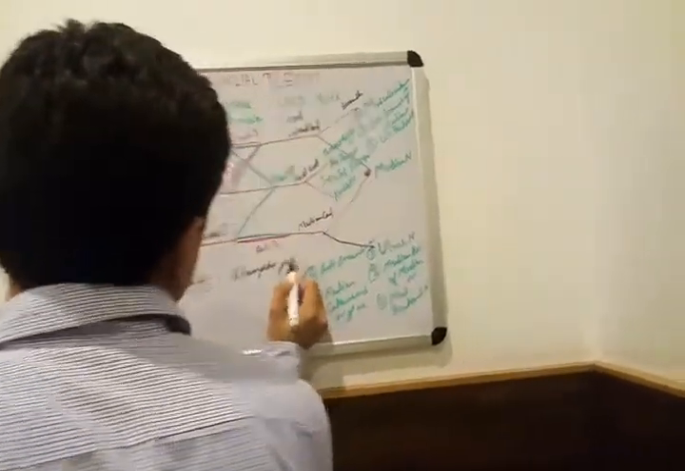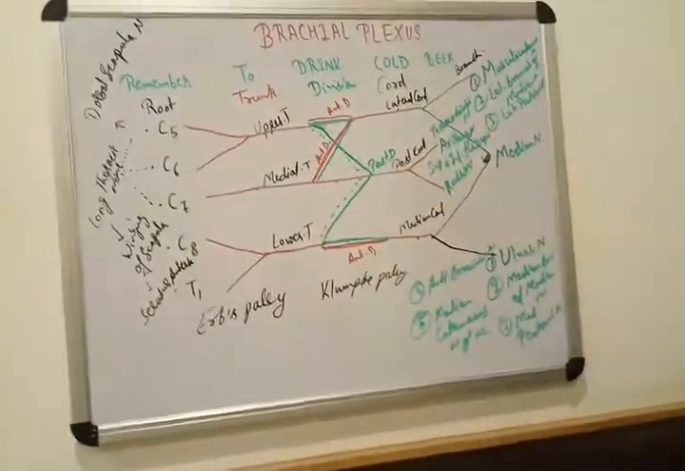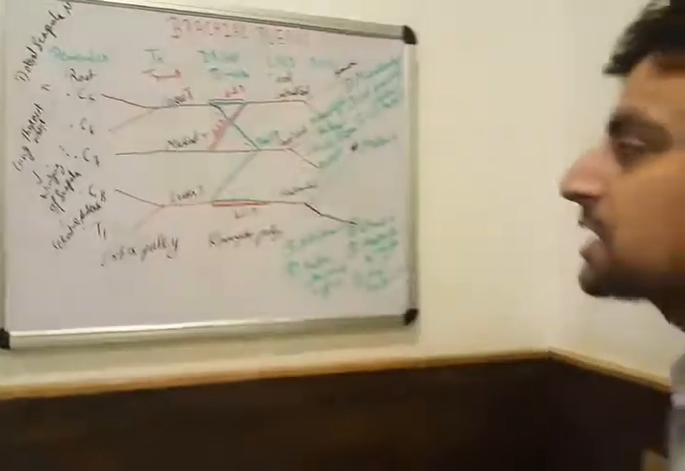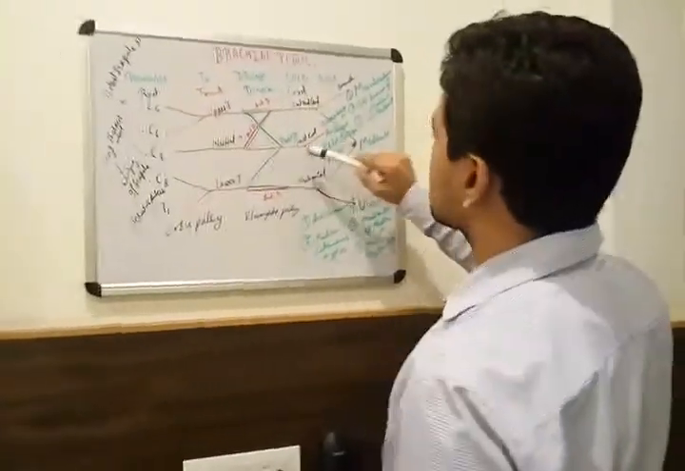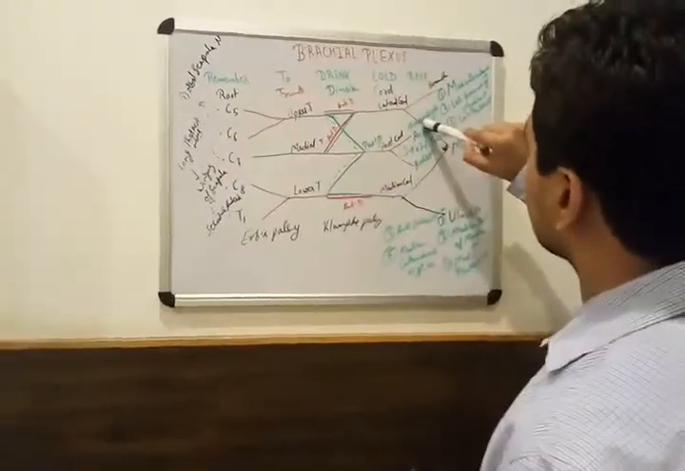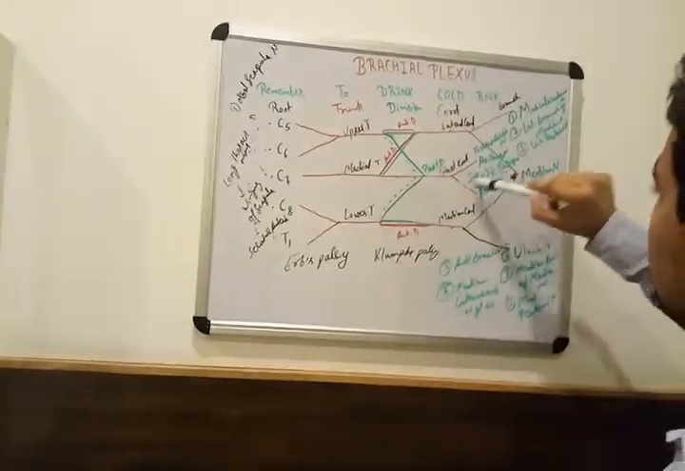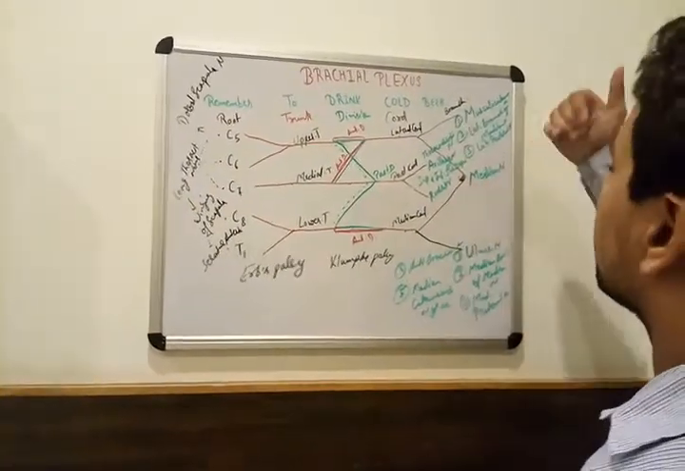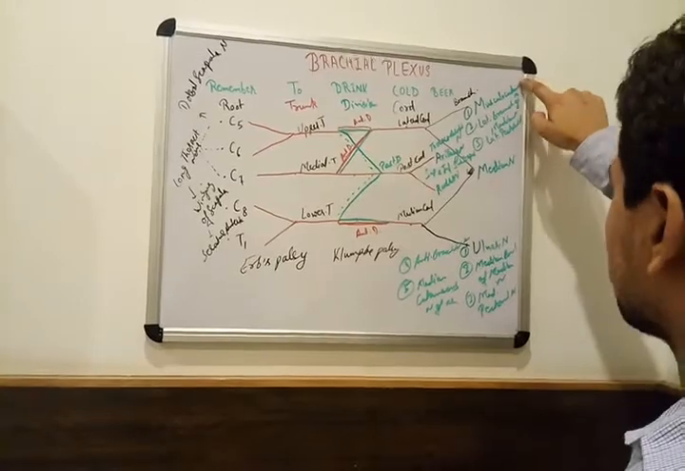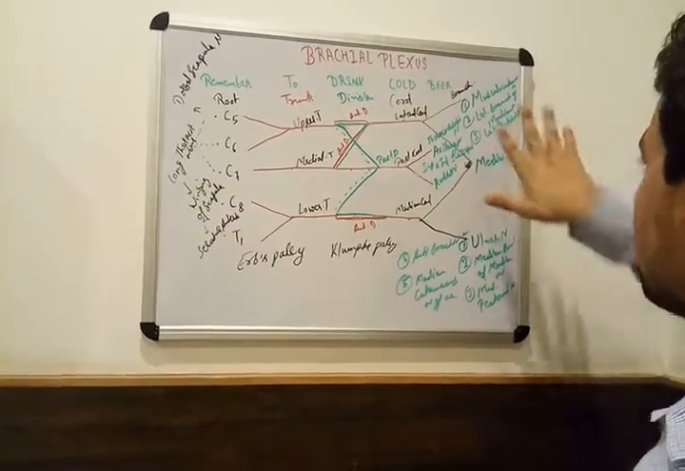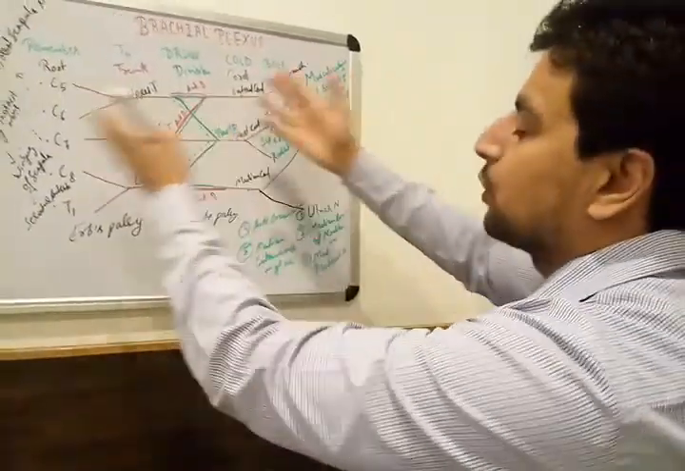Klumpke palsy or paralysis, you can say. Okay, so now I am going to explain something from this also. If you want to know which muscles they are going to supply, this division supplies the thoracodorsal, subscapularis, inferior muscles also the same, and radial muscles and musculocutaneous muscles also, and the lateral branch of the median, and pectoral muscles. These are going to supply.